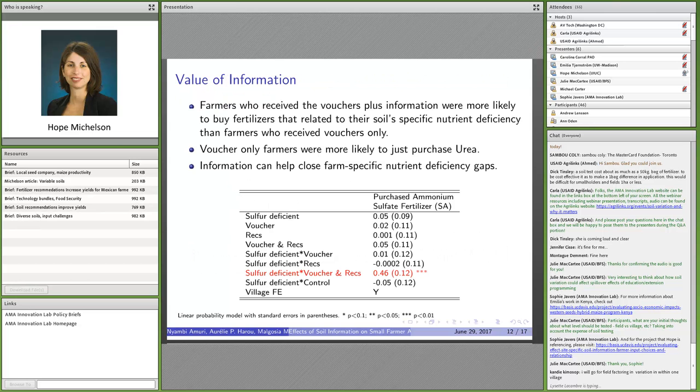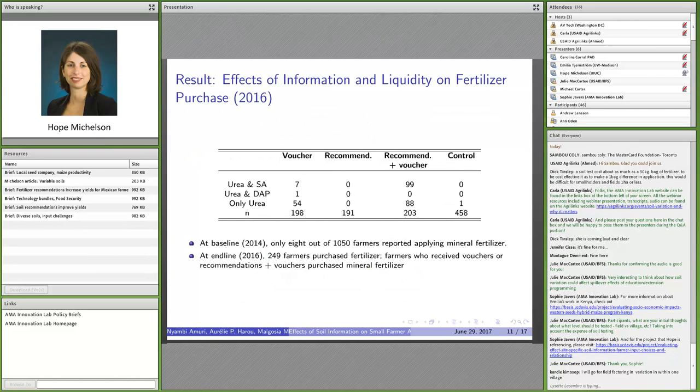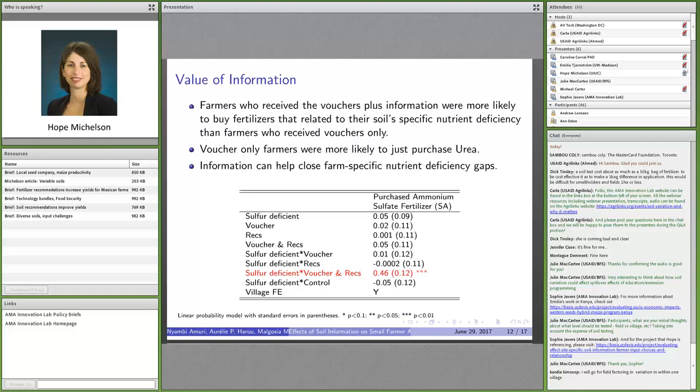So you could look at that slide and say, okay, it looks like farmers are buying either urea and sulfur, or urea and DAP, or only urea. And a lot of farmers are buying only urea, right? So if you're giving this information and these vouchers to farmers and they're just going out and buying urea, how important is that? How useful is that to actually solving the nutrient limitations that they have on their field? And so one thing to note here, which is interesting and important, is that there is a special value of the information.